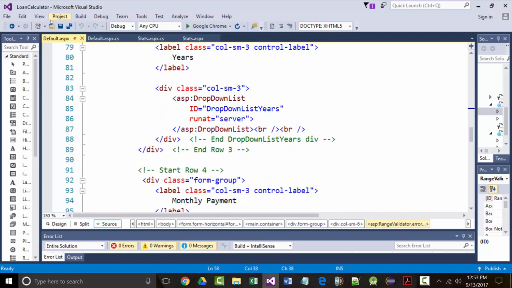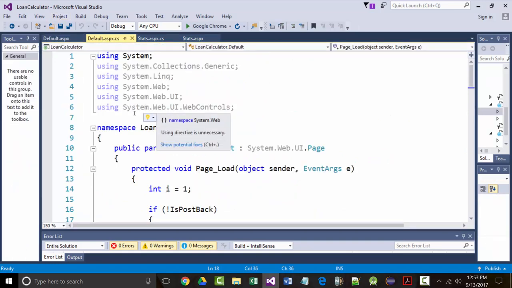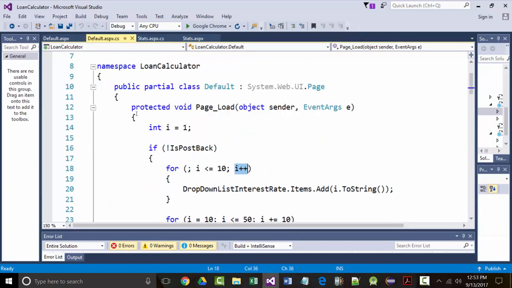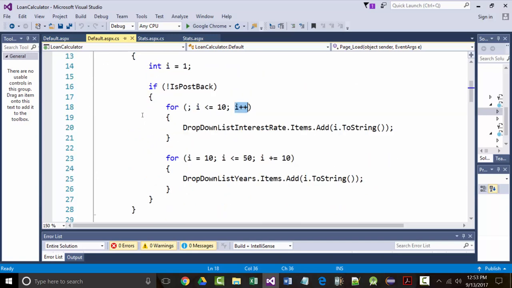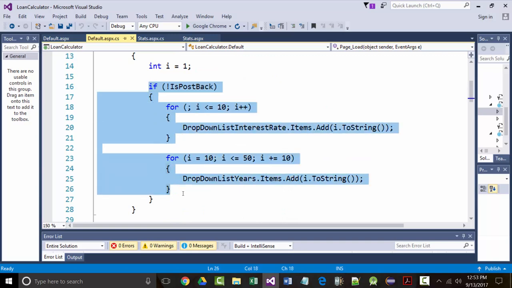So I'm just going to forget about that. So in here, this is what I mentioned. In the same if statement, I did both for loops. That's just a cleaner way of doing it.